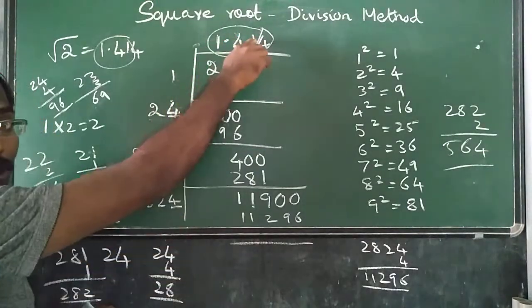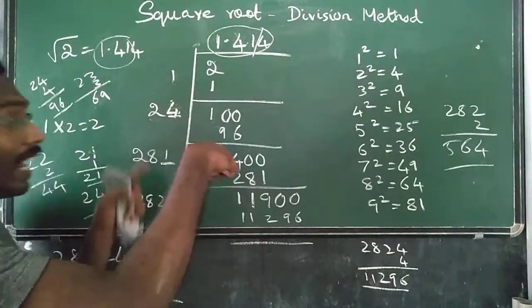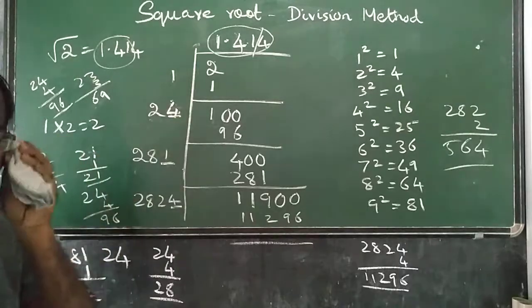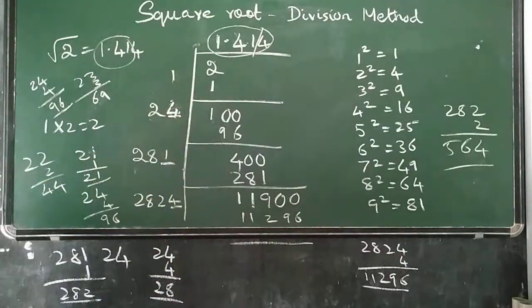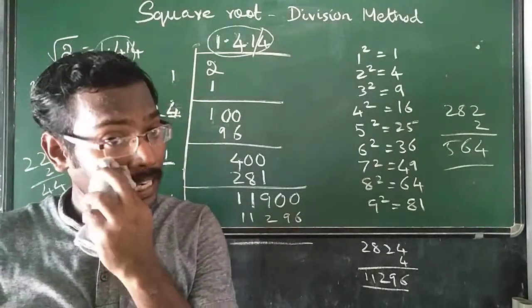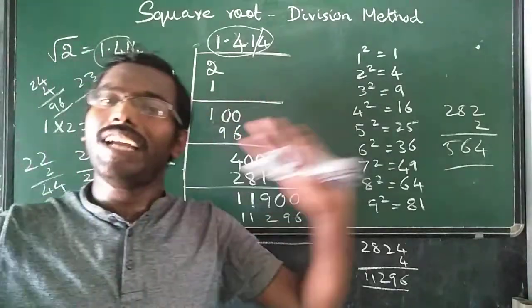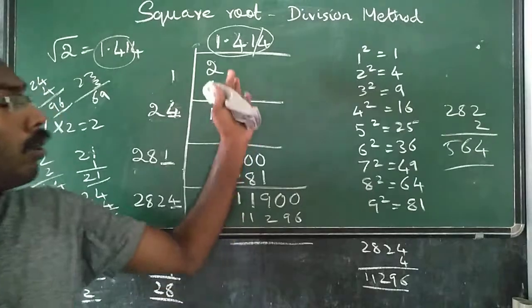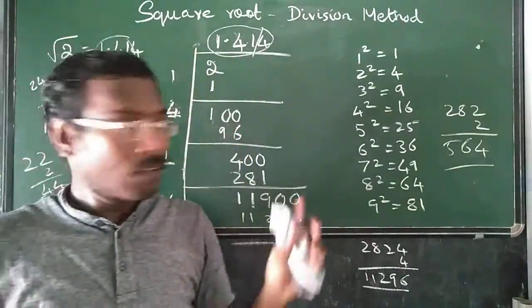Here 2 means here also 2. Then you will multiply and check whether it is nearest to 100, at the same time less than 100. You can do like this. So this method is easy, and using this method you can find the square root of any numbers. If you want some example, please note it down.